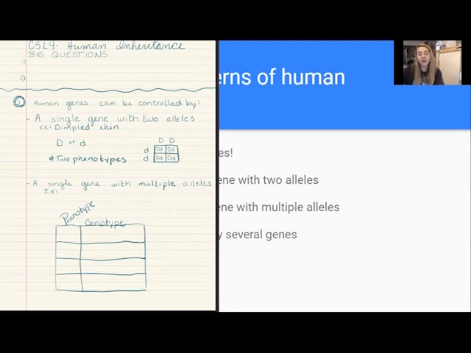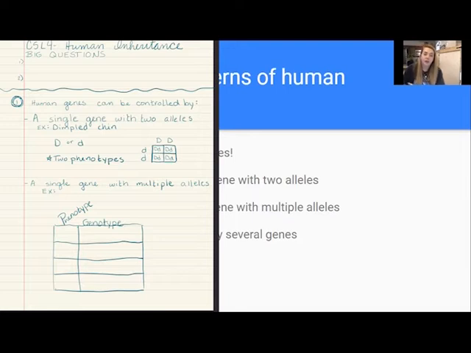So for a single gene with multiple alleles, this is going to be the exact same type of inheritance that we've learned about with multiple alleles already. And our example for a single gene with multiple alleles is blood type. Okay, so right here is where you need to be paying close attention, please. Now, for my phenotypes in blood type, they're going to be A, B, or O.